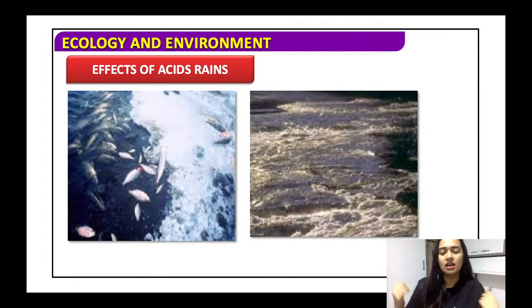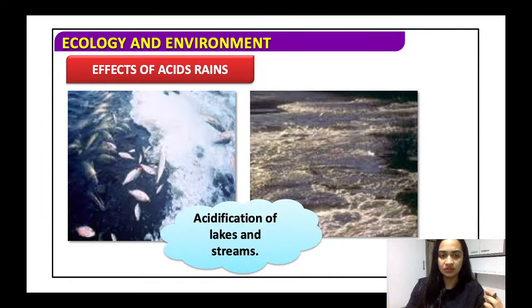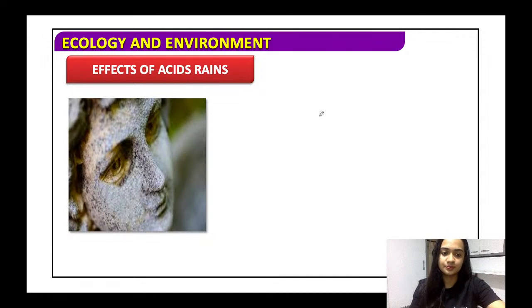Then again, your marine life. Okay? Now these fishes are also getting affected with so much acid deposit there. So now your water's pH is also changing. So it is very difficult for the fishes or any of the marine species to survive. Now, what is this called? This is called acidification of lakes and streams.